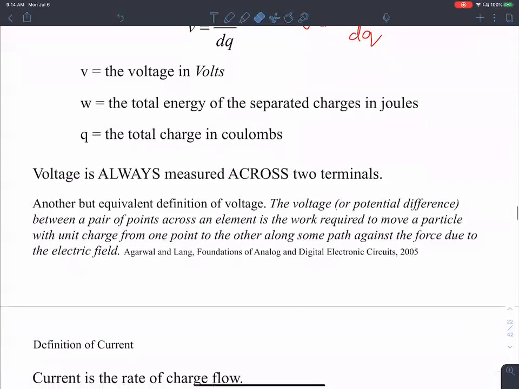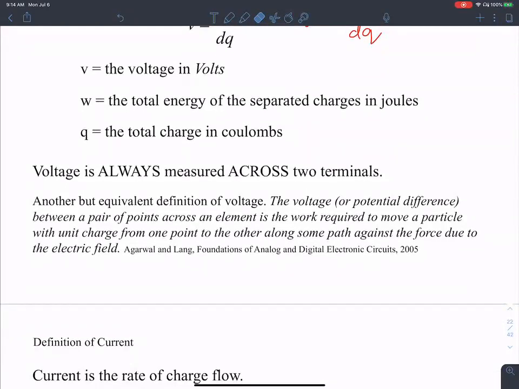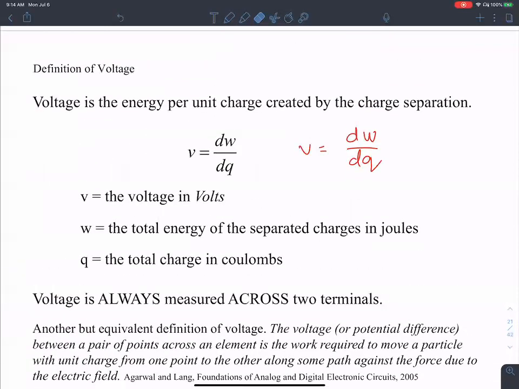Another but equivalent definition of voltage is that the voltage between a pair of points across an element is the work required to move a particle with a unit charge from one point to another along a path. How much work is done in moving a unit charge from point A to point B? That's defined as voltage, okay? So voltage is defined as dW over dQ.